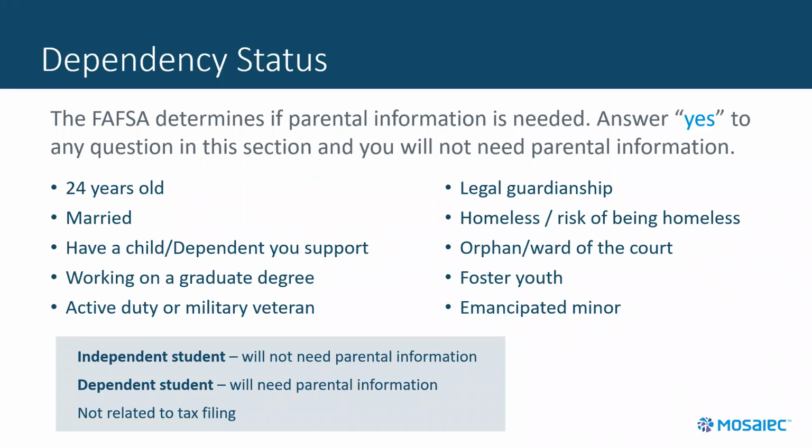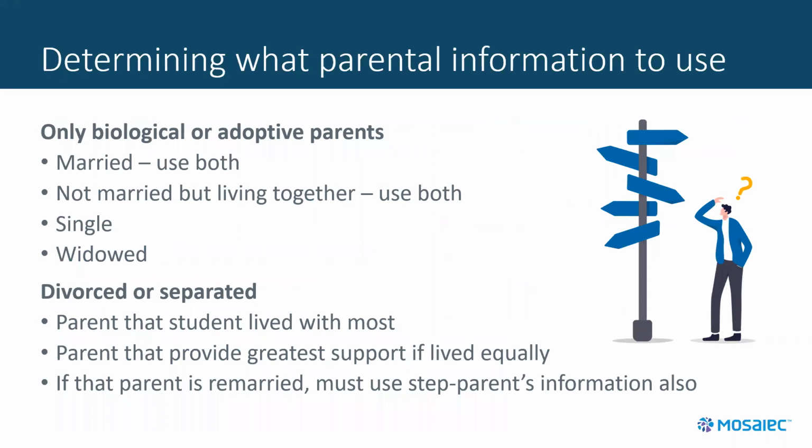If the example is that you do have a child that you support more than 50% of the time, you answer yes to that and no to all of the others, you would still be an independent student and not be required to provide parental information.